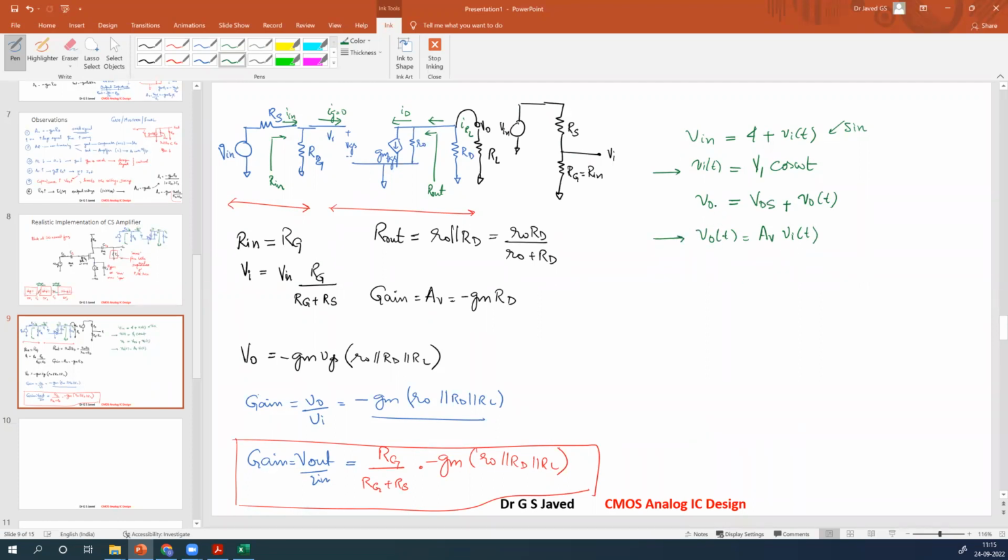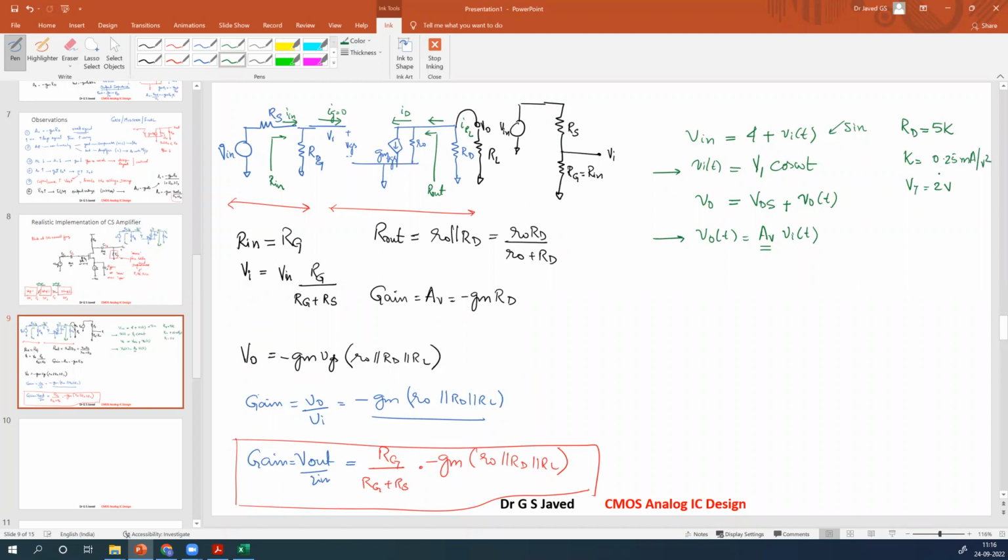Now what will happen? What is AV here? To understand what is AV, V out by V in, let us add a few more variables. So we got V out, Rd. Let Rd equal to 5K. The mu Cox W by L value, let it be 0.25 milliampere per volt square. Then let the threshold voltage be 2 volt.